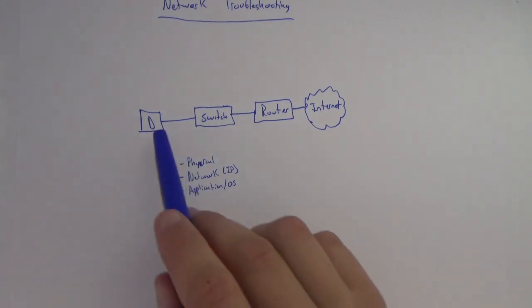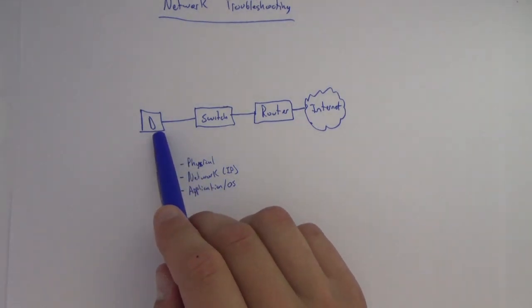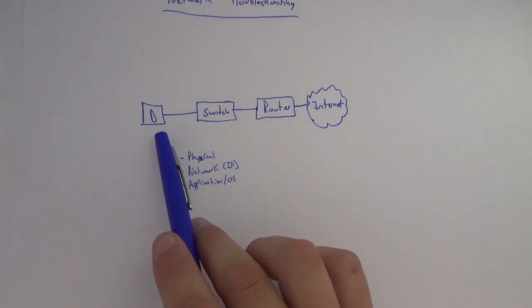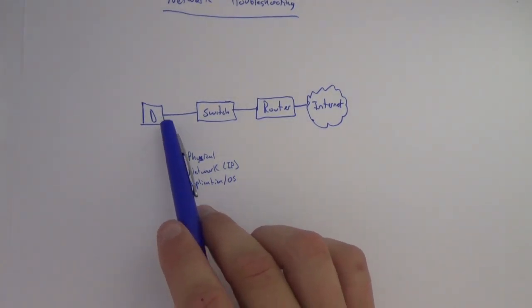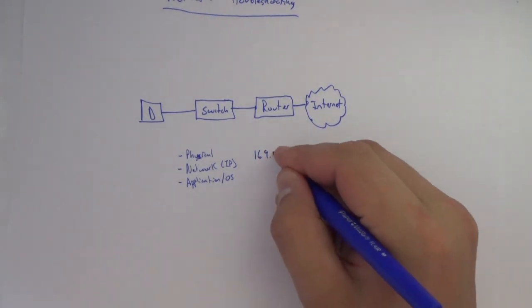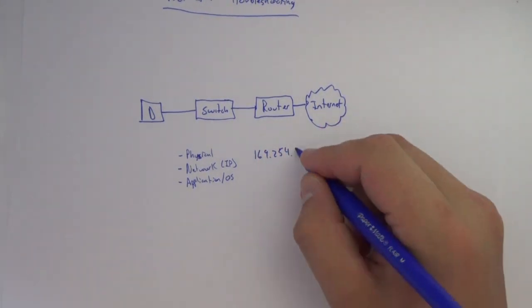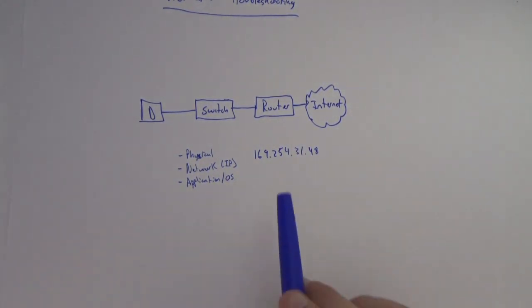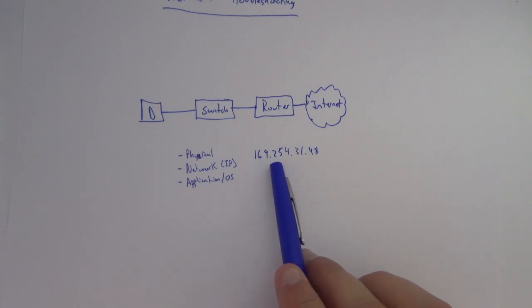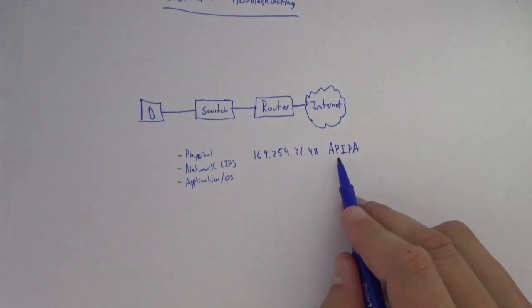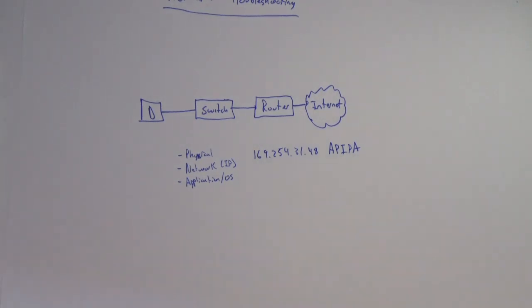So I want to make sure, does this computer actually have a good IP address? I can look it up in the software. I can either use the command line or the GUI to find the IP address of this device. Now, if I see something like 169.254.31.48, this address might look familiar to you. This 169.254 is what we call an APIPA address, automatic private IP addressing.